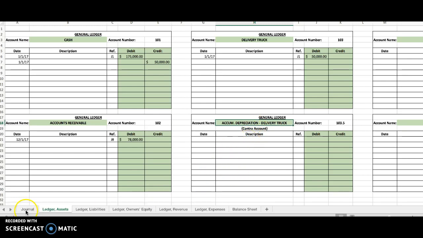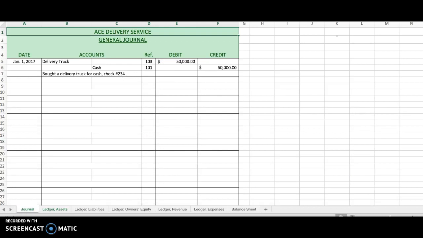So we will take a look at what all that means in just a moment. Let's go back now to the general journal and look at that very simple entry we had at the beginning. We bought a delivery truck for $50,000 and we have cash credited for $50,000. Now, this makes perfect sense when we buy the truck. It's brand new on January 1, 2017.